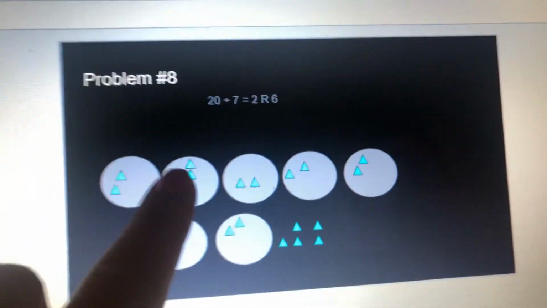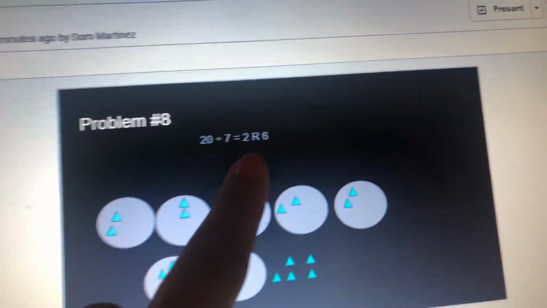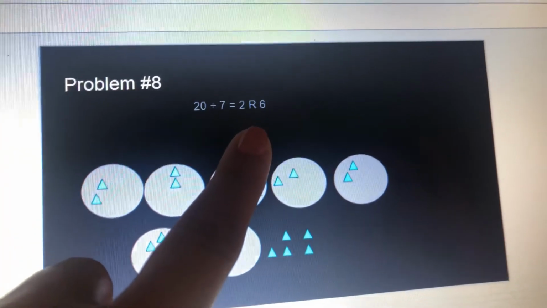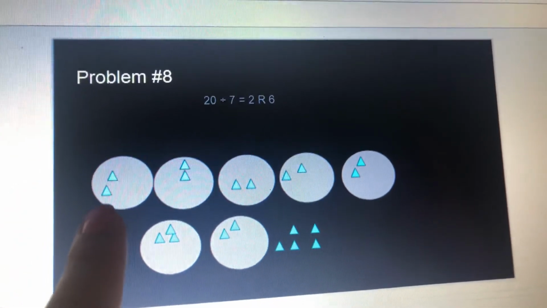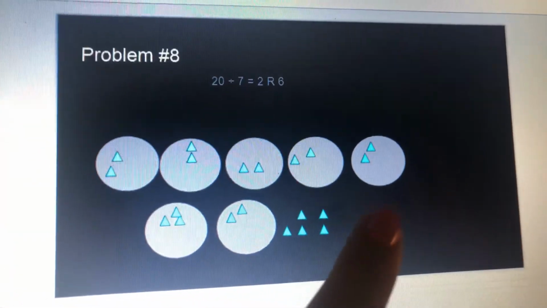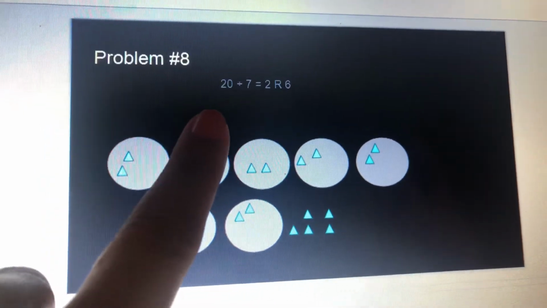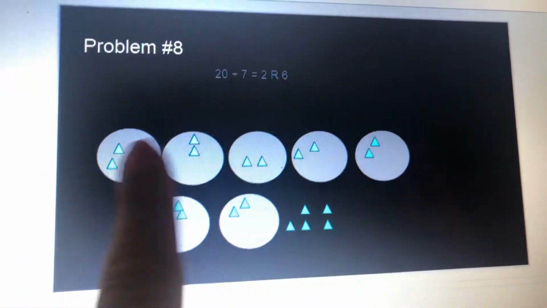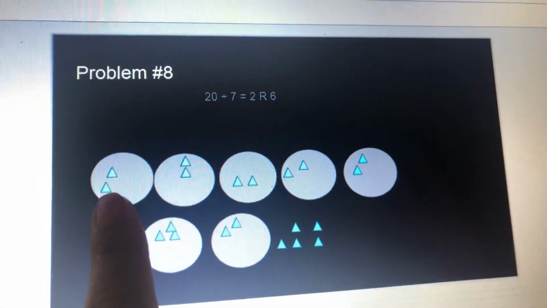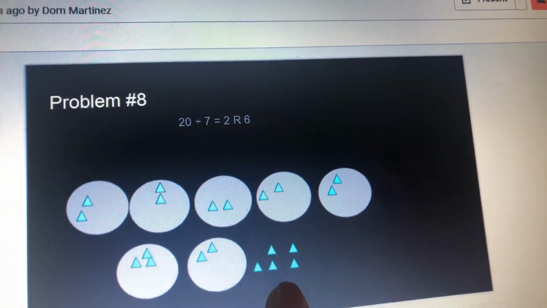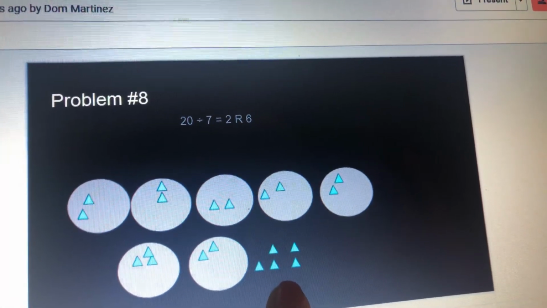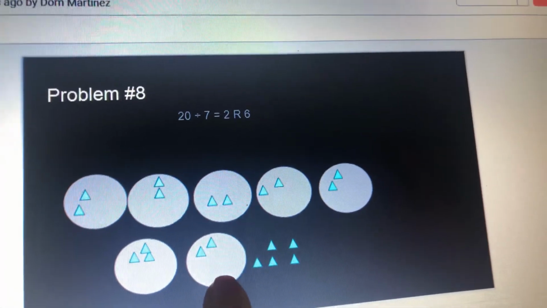Your next problem, 20 divided by 7 should have been 2, remainder 6. Okay, I'm not going to show you the fun tricks until after we start getting the hang of this. So it should have been 7 circles, right? Because we were dividing 20 into 7 by 7. And you should have been able to fit 2 pieces into each of these circles. You would have had a remaining amount of 6. So we wouldn't have had an extra piece for this guy right here.